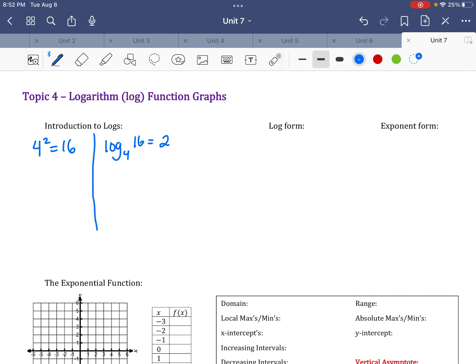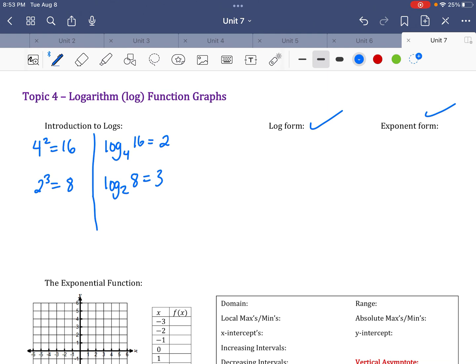So if I were to write a statement like this, log base 2 of 8 equals 3, that would mean in exponent form, here's my base, my power, and my answer. So that means that this has to be true: 2 to the third equals 8. Okay, so you have log form and exponent form.